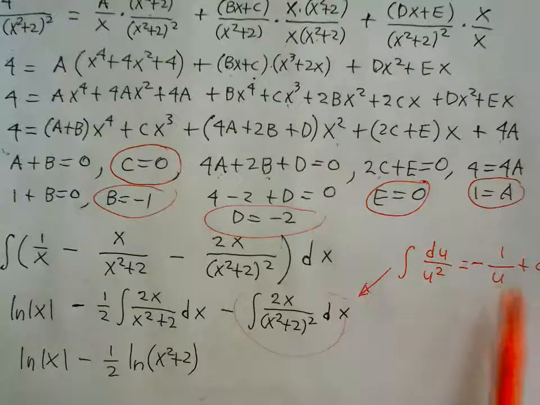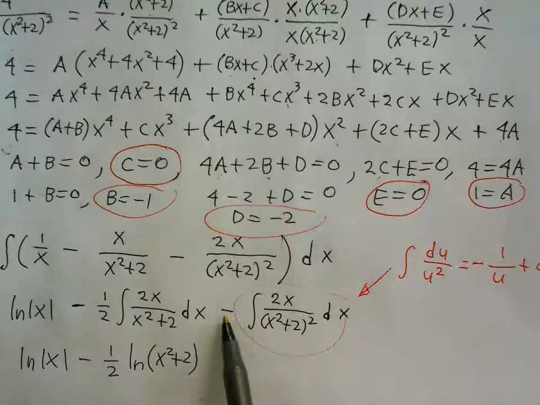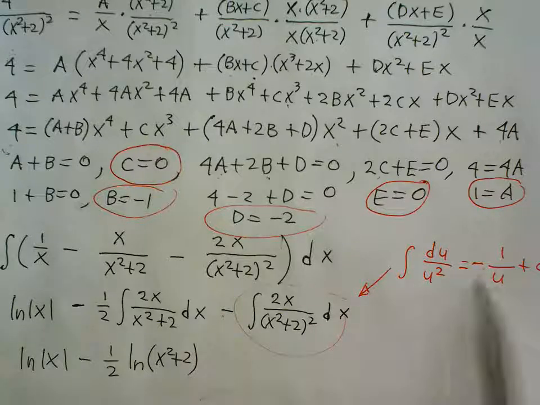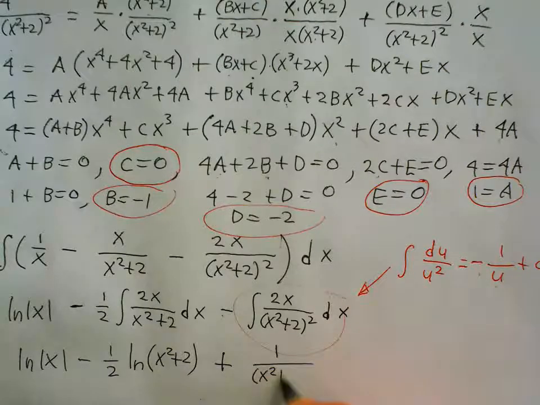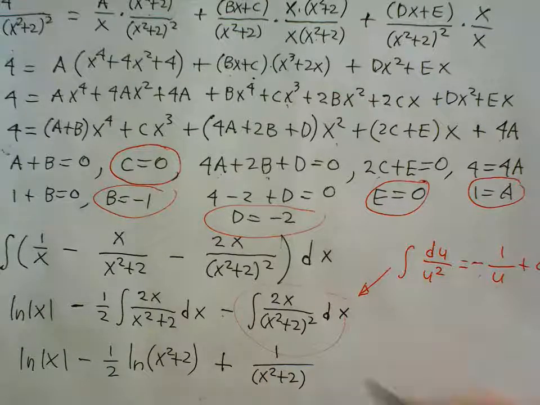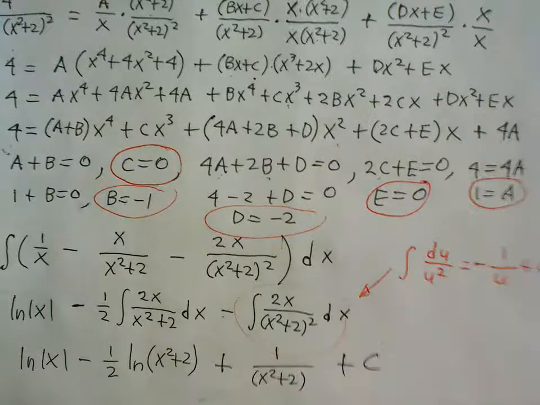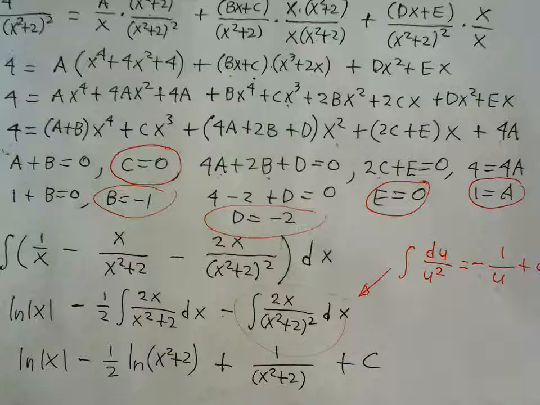And then we replace u again with x squared plus 2. All right, so what we're doing is we're subtracting a negative, so that means we're going to add 1 over x squared plus 2, and then plus c. Okay, that wasn't too bad.